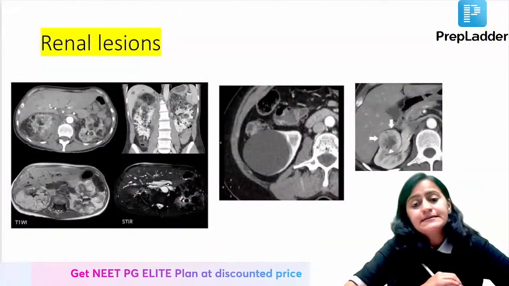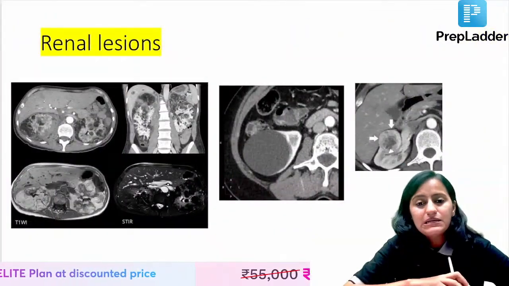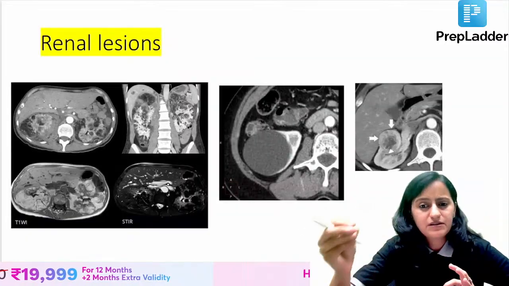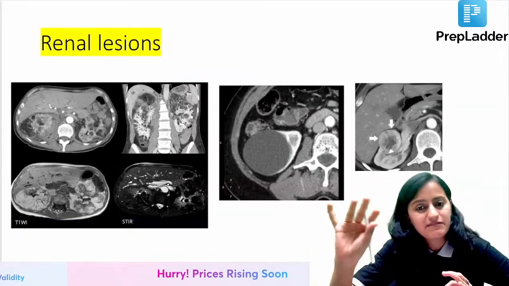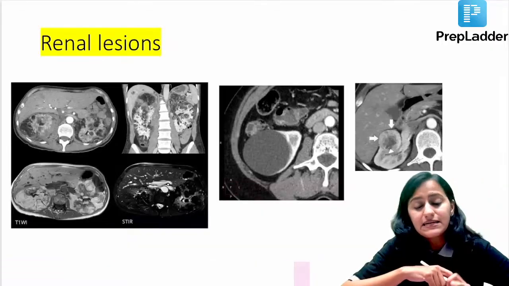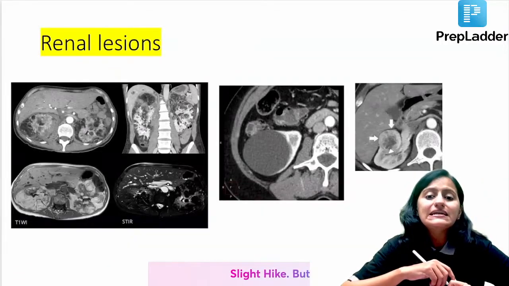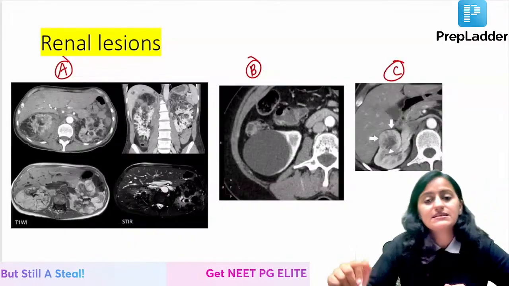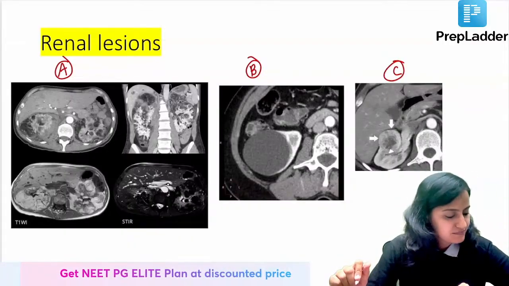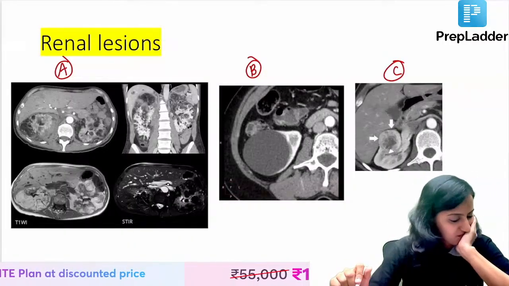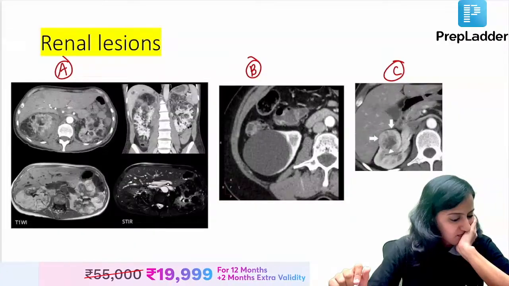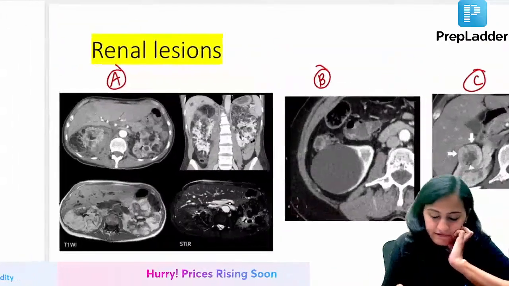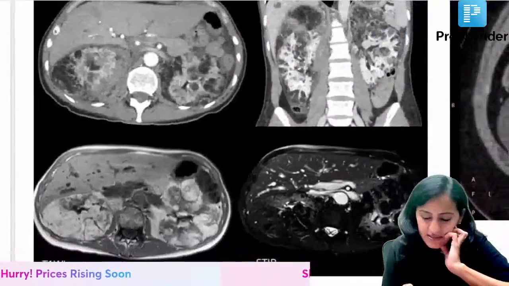Okay. So that was about the hepatobiliary pancreatic part that we have seen, right? Gallbladder, then we saw the CBD ones, then liver lesions, and pancreas. Now coming to the renal lesions. Image A, image B, image C. What all is seen in this? The first image here, what are you seeing here?